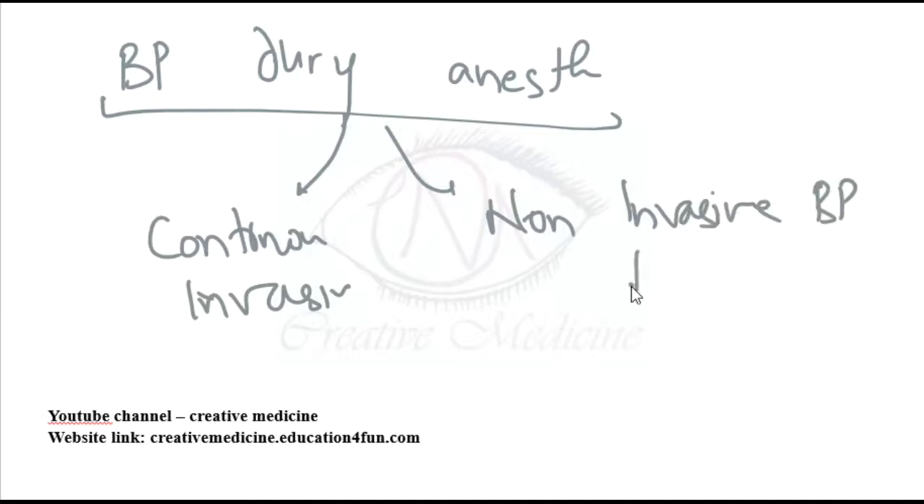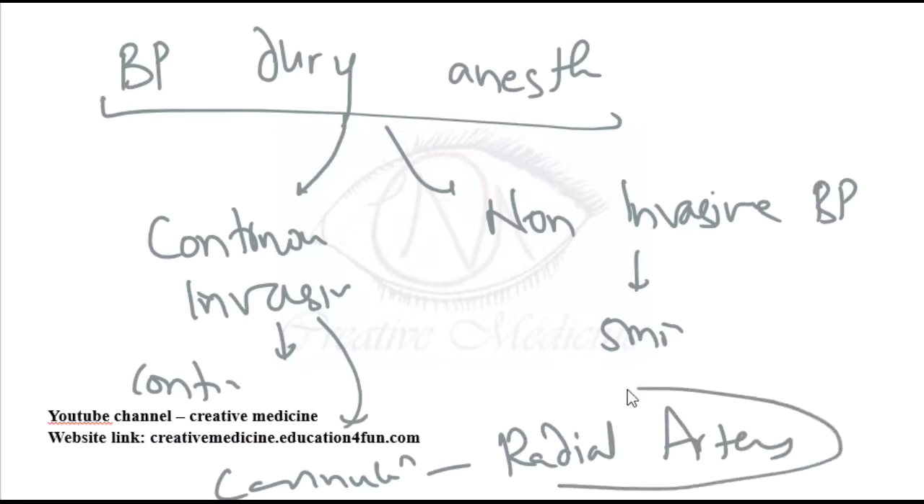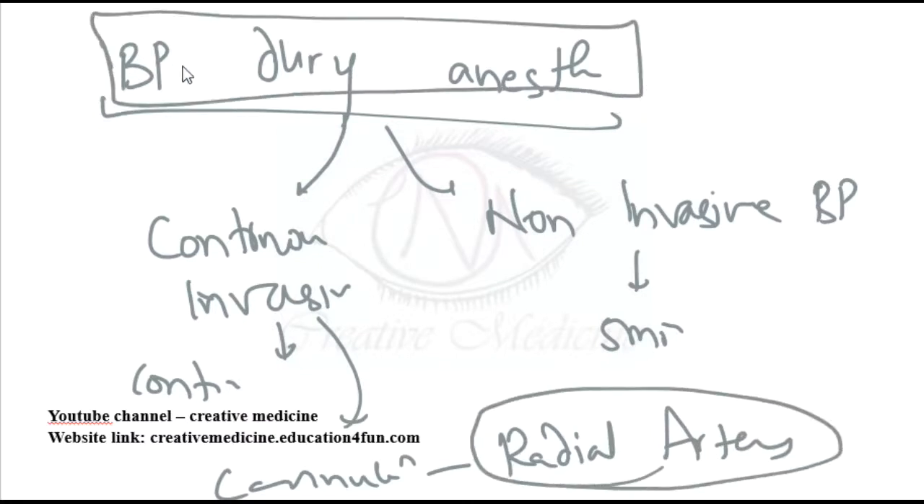Non-invasive blood pressure is monitored every 5 minutes, whereas invasive blood pressure is monitored continuously, and this invasive blood pressure is monitored by cannulation of an artery. The most common artery which is cannulated is the radial artery. By cannulation of the radial artery we can measure the BP during anesthesia. But before cannulating the radial artery we should check the modified Allen's test, and then we can cannulate the radial artery.